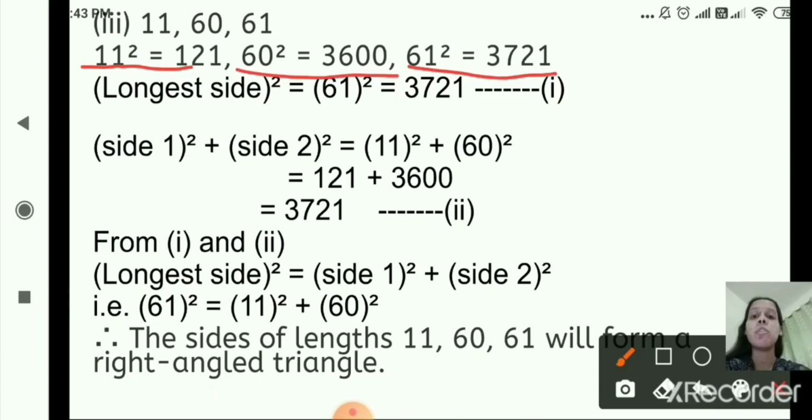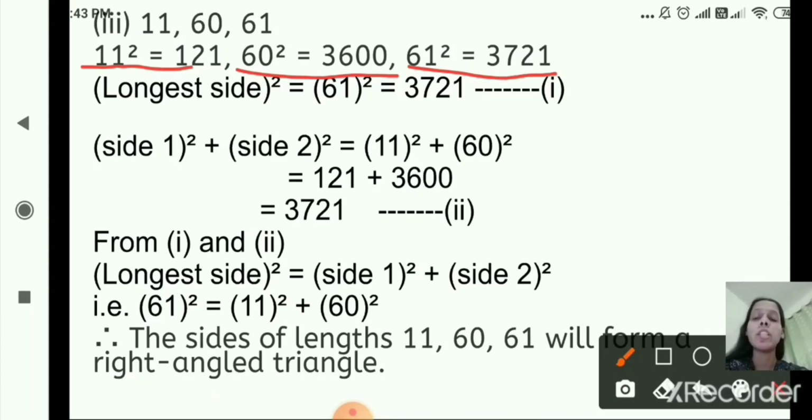Now I know I told you to learn the squares till 30. If the number is beyond that, then you will do multiplication. Okay, that number you will multiply twice. 61 square, how will you find the square of 61? 61 multiplied by 61, you will get the answer 3721.